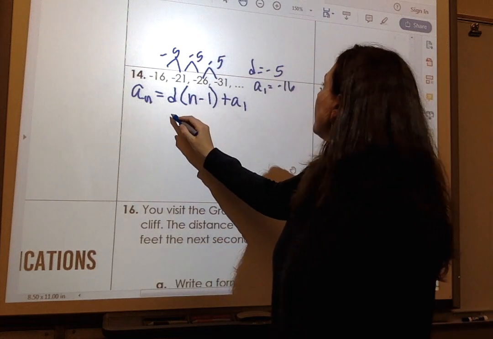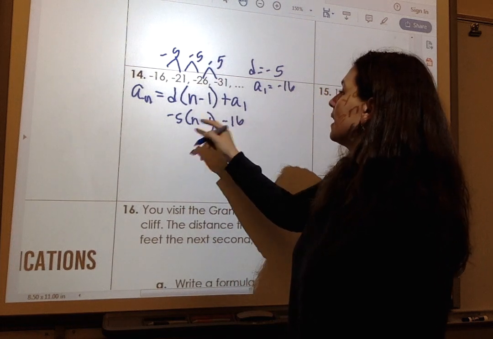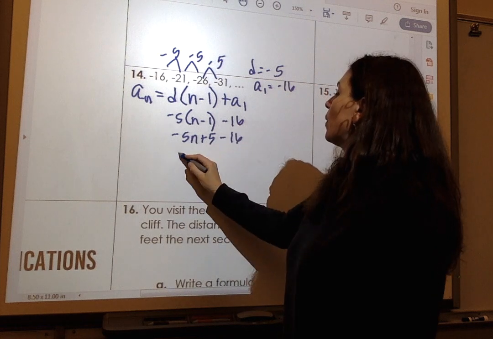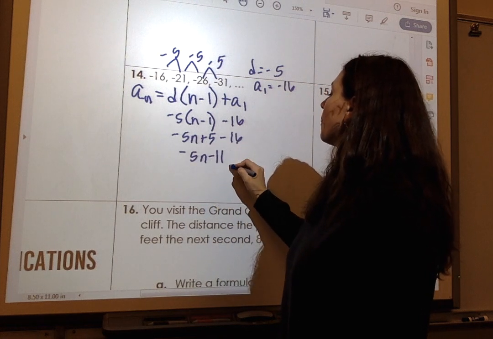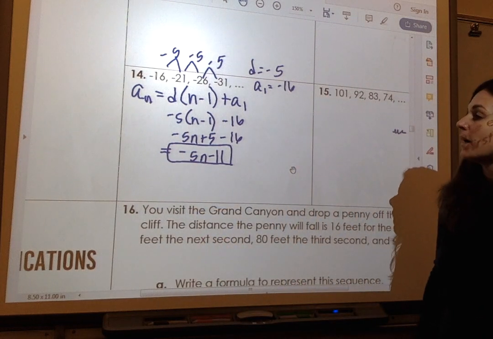So when I plug it in, I get negative 5 times n minus 1 minus 16. I distribute my negative 5. And then when I combine like terms, this is the rule that I'm getting, negative 5n minus 11.